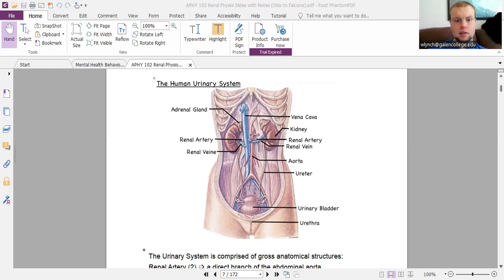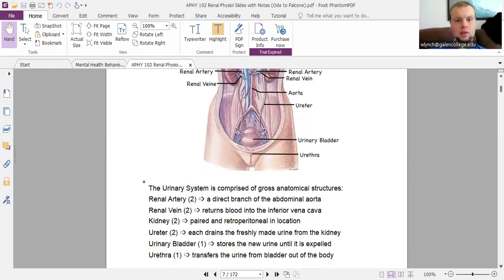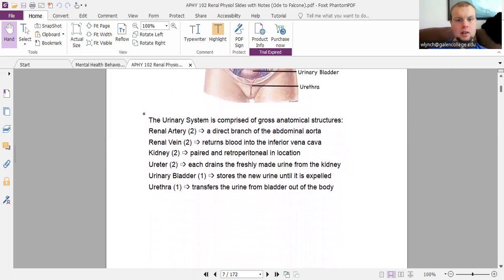So our structures, we have our renal arteries, two renal veins, kidneys, ureters. Two ureters empty both into the urinary bladder, and then there's one urethra which moves the urine out of the body.